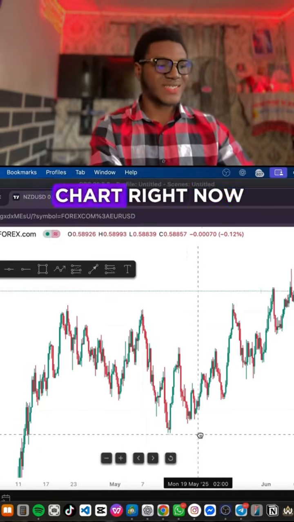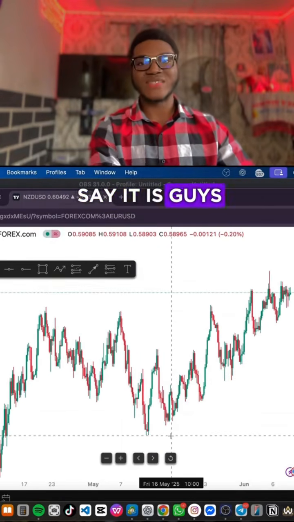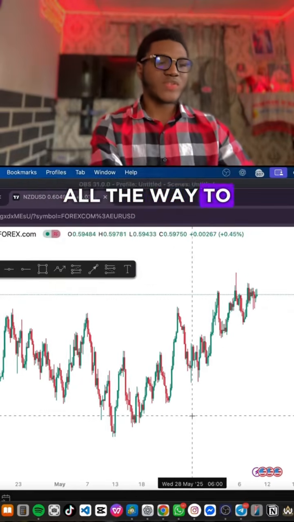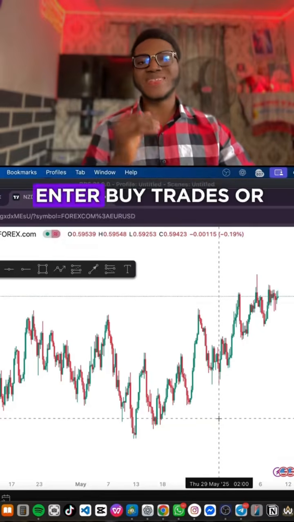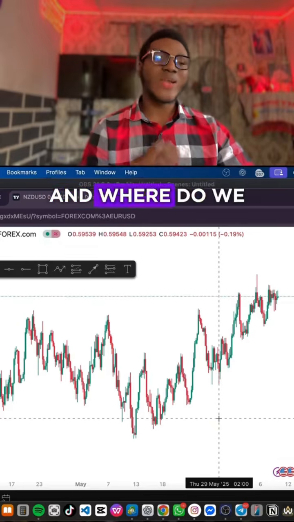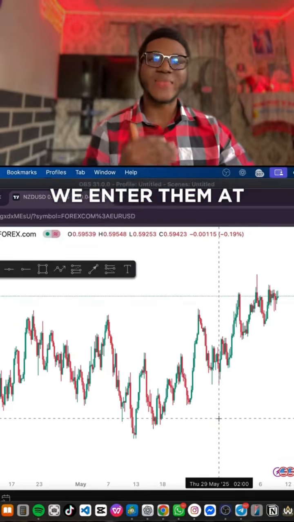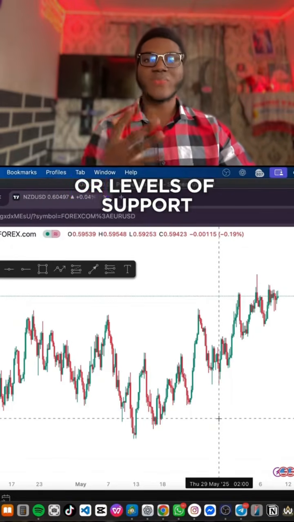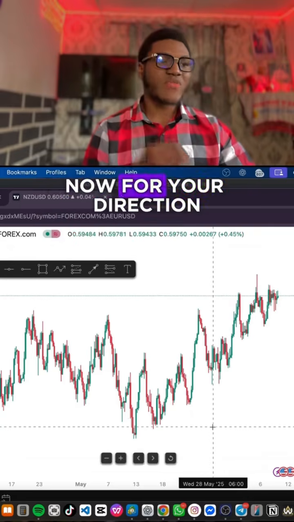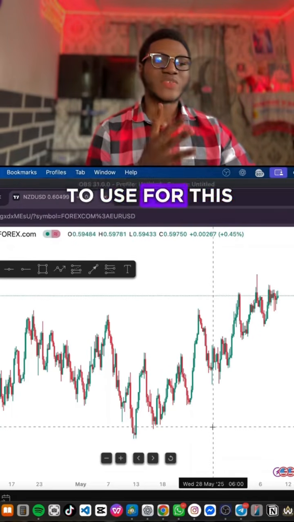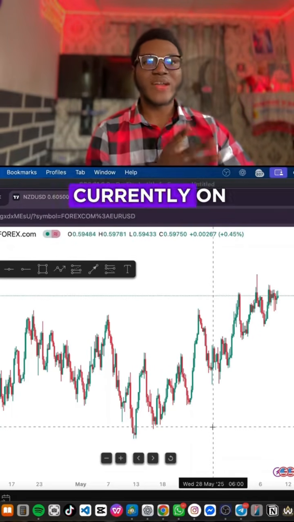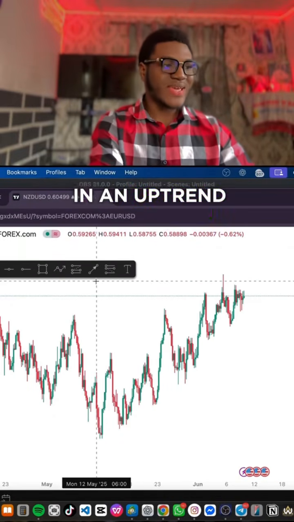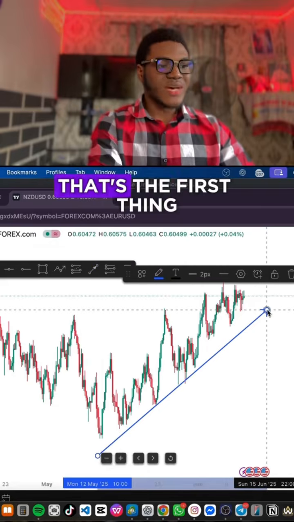Looking at this chart right now, what trend can you say it is, guys? It's definitely going to be an uptrend because you can see that price has been moving all the way to the upside. So for an uptrend, you're only meant to enter buy trades or long positions. And where do we enter these buy trades or long positions? We enter them at support zones or previous resistance that has become support, or structural levels, or levels of support and resistance in general. Now for your direction and your market bias, the best time frame to use is the 4-hour time frame. On the 4-hour time frame that we're currently on, looking at the direction of the market, we can clearly tell that the market is currently in an uptrend. That's the first thing you have to do.